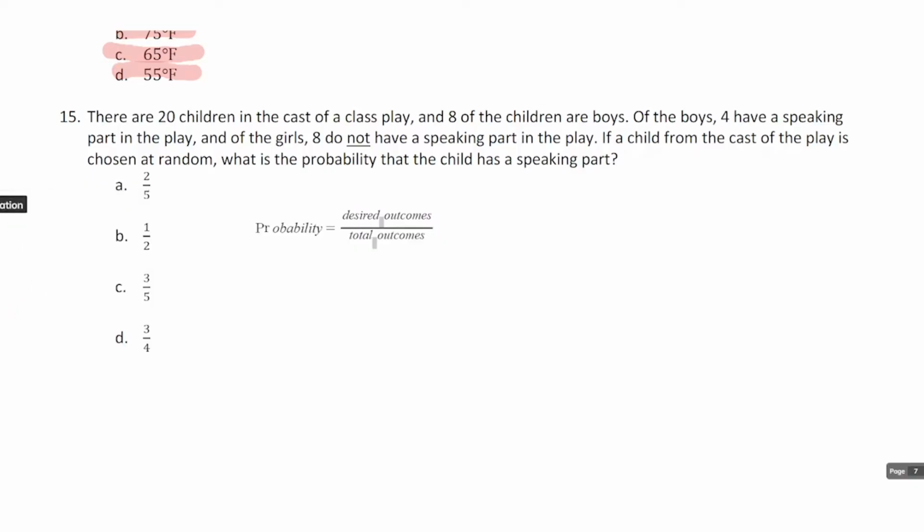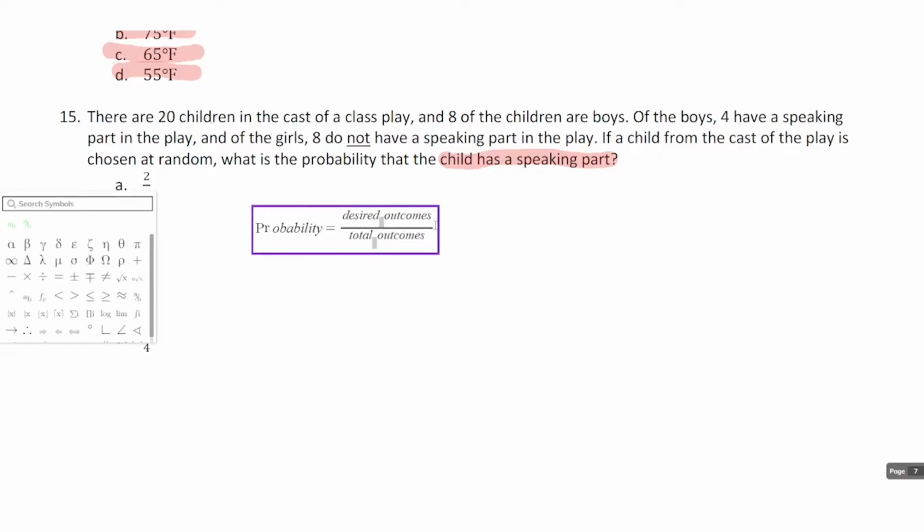So the desired outcomes here are going to be that a child has a speaking part. So what we need to do is figure out how many total children there are and how many of them have a speaking part. So if we look back at here, it says there's 20 children. It doesn't really matter if they're boys or girls. The total number of children is 20. So it's going to be something over 20.